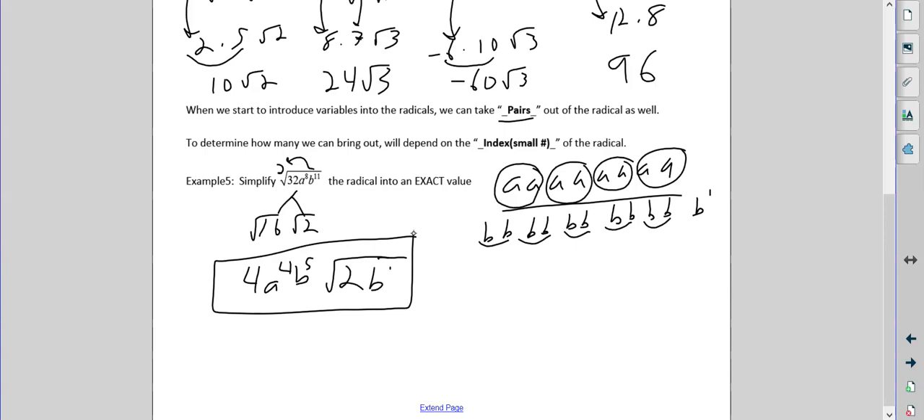All right? Now, we could have just done 11 divided by 2, and that would have been 5 remainder 1. And that 1B is what goes inside.